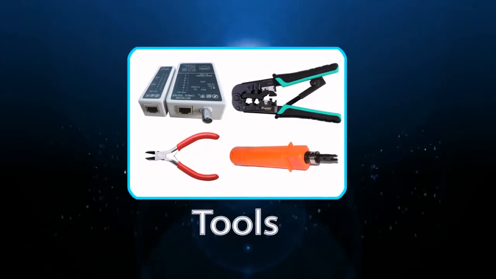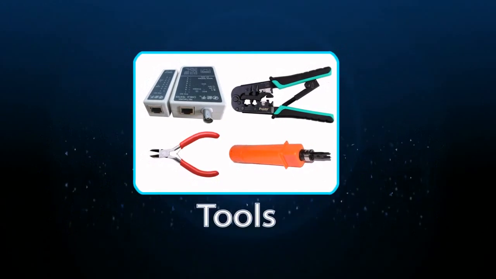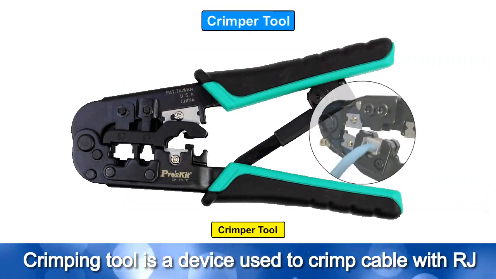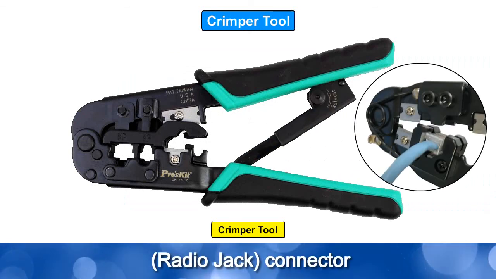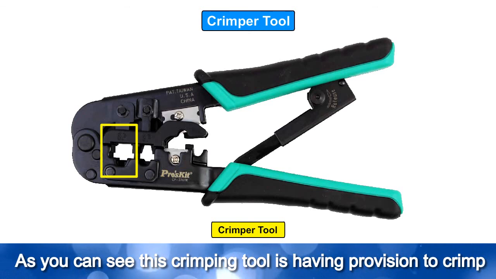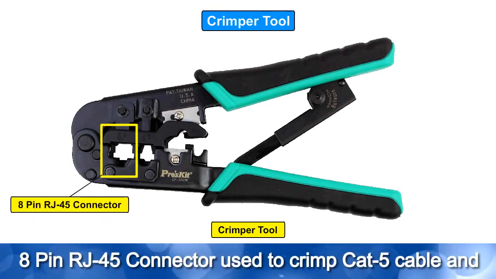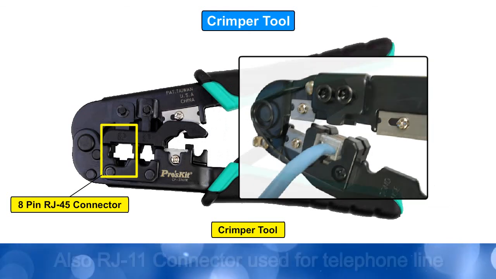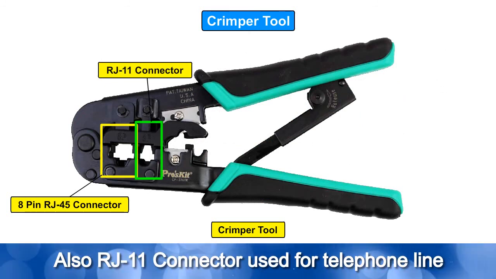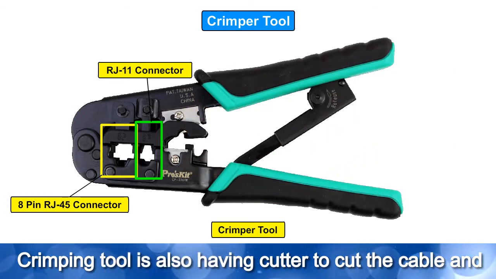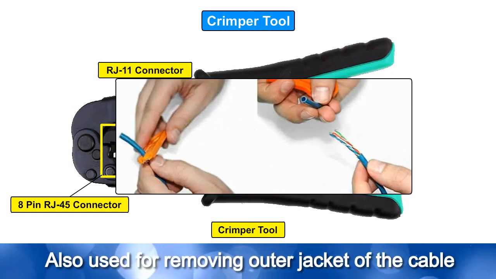Tools. Crimper tool. A crimping tool is a device used to crimp cable with an RJ Radio Jack connector. As you can see, this crimping tool has provision to crimp the 8-pin RJ45 connector used to crimp Cat5 cable and also the RJ11 connector used for telephone line. The crimping tool also has a cutter to cut the cable and is also used for removing the outer jacket of the cable.